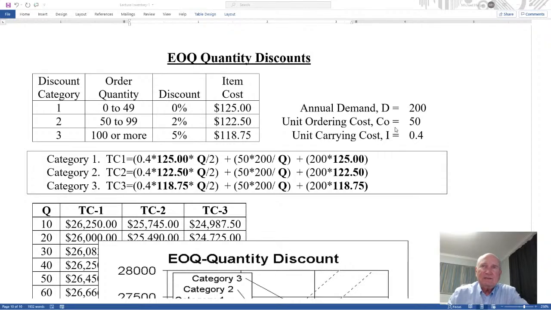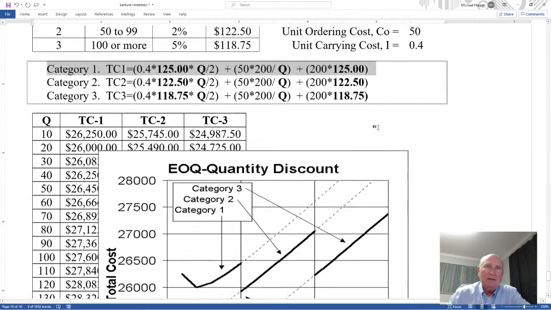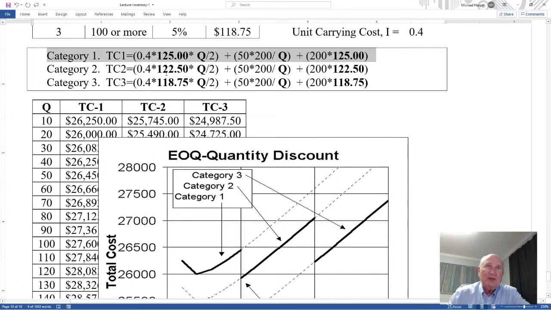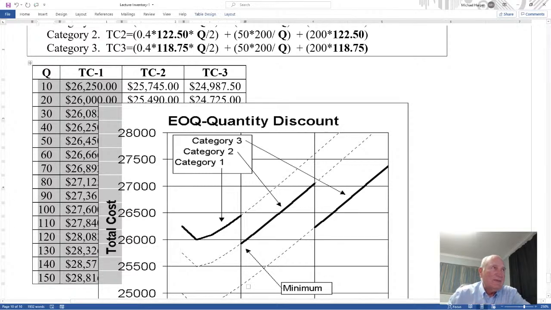Okay, quantity discounts. What I'm doing here, I'm taking this category. Category 1 has 125 in it, right? Category 2 has a 122.50. Category 3 has a 118.75. So this first equation here for category 1, it's over here, but I'm changing Q. I'm changing Q from 10 to 150.